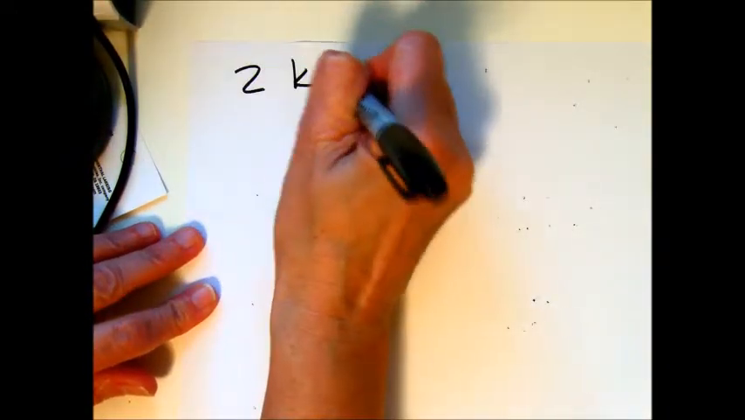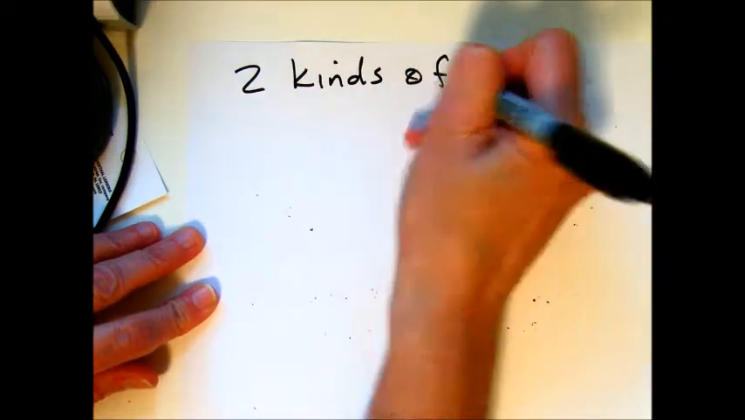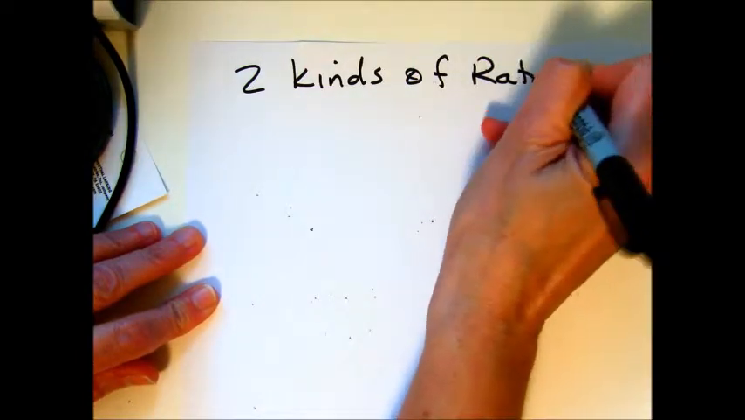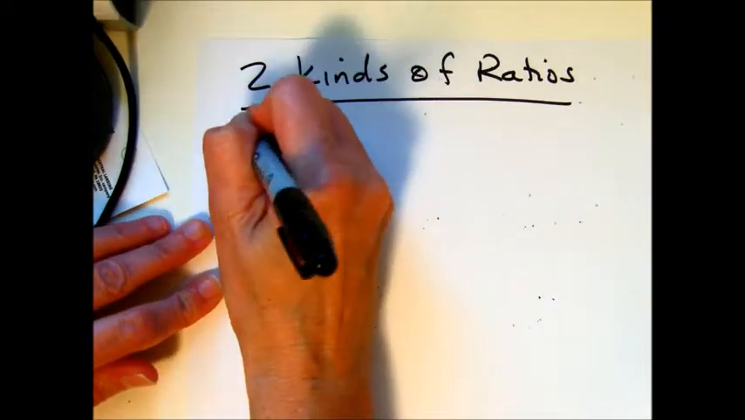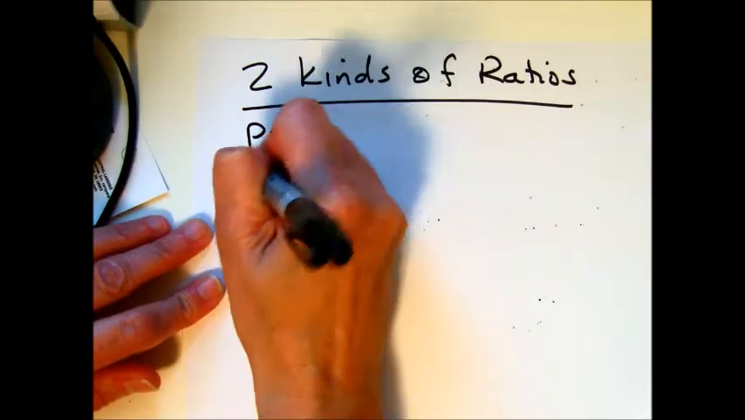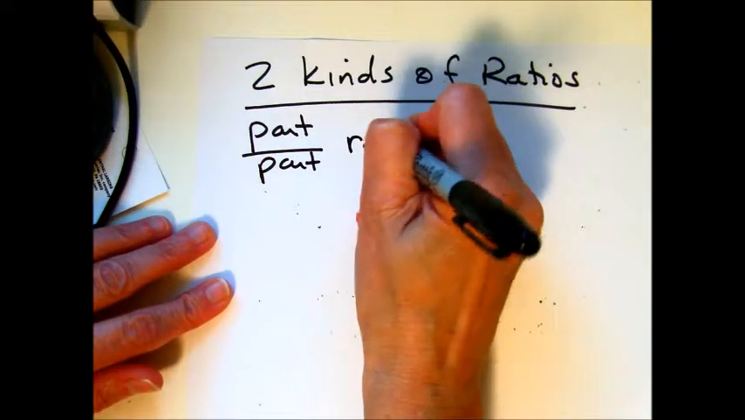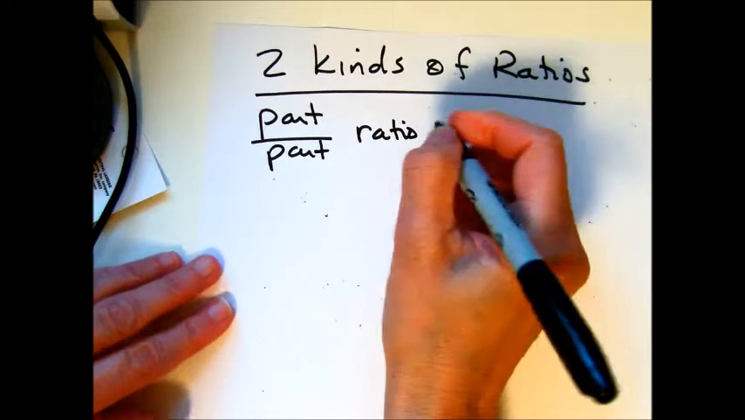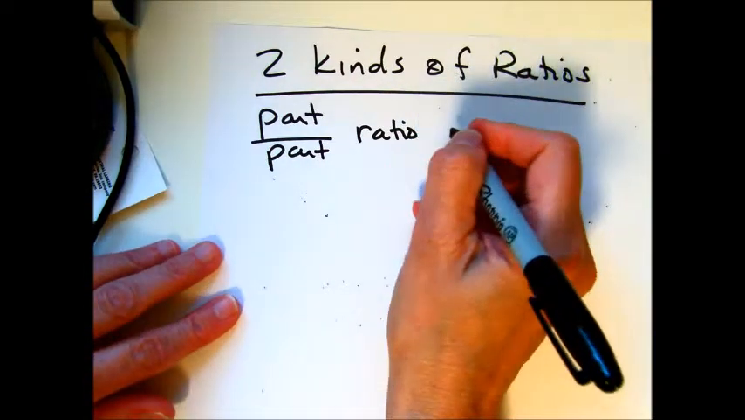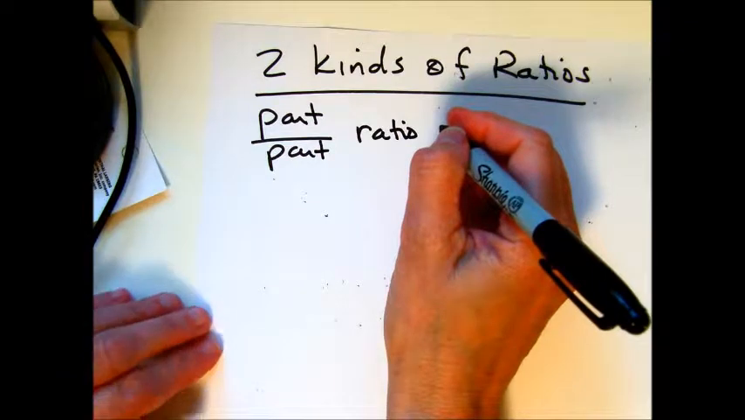Okay, now there are a few other things I want to talk about. So there are 2 kinds of ratios that we're going to see. One is the part-to-part ratio, and we've been looking at these already.